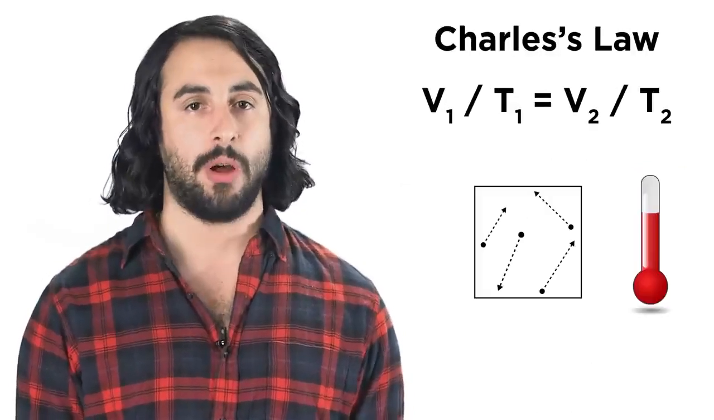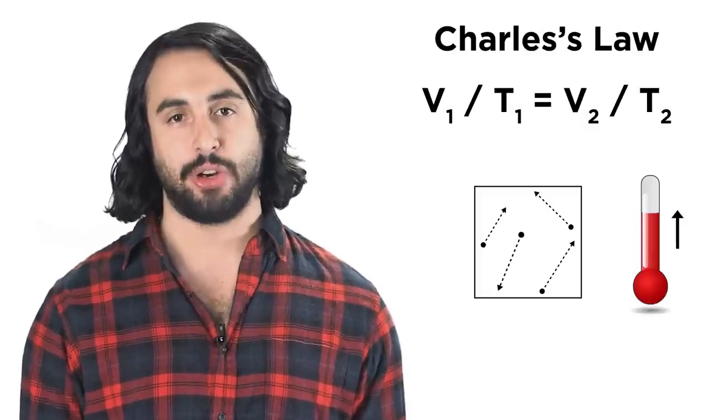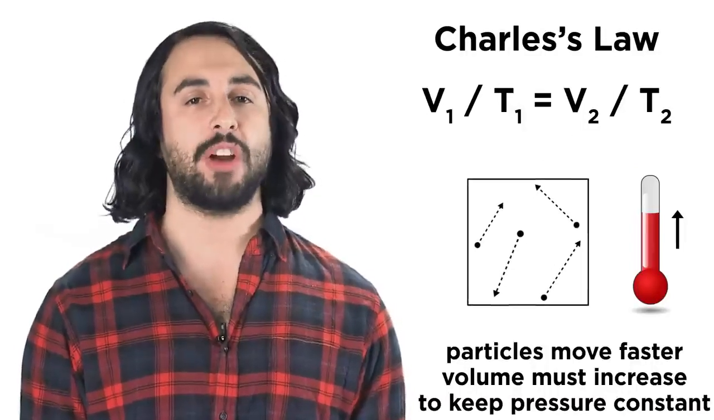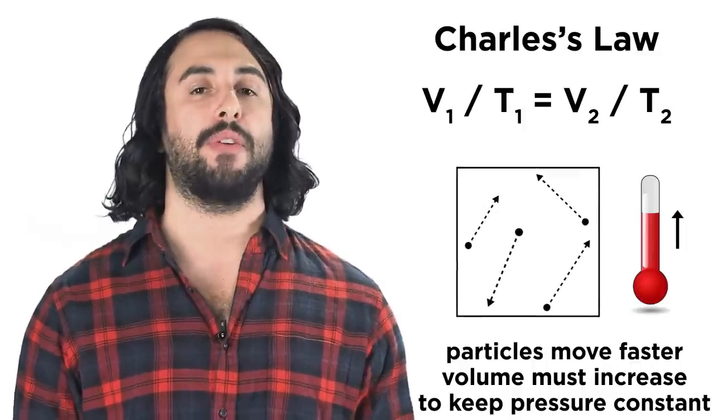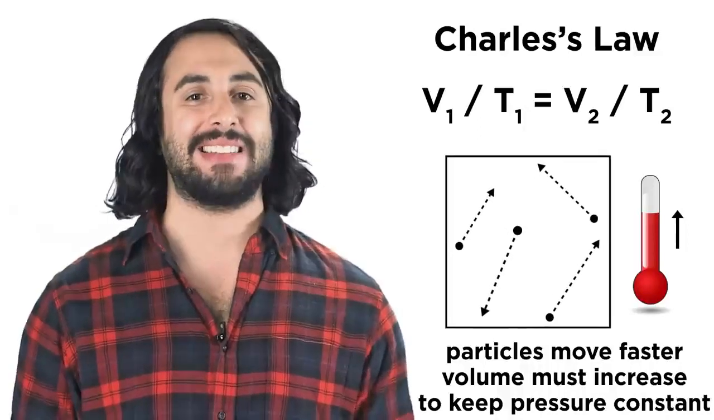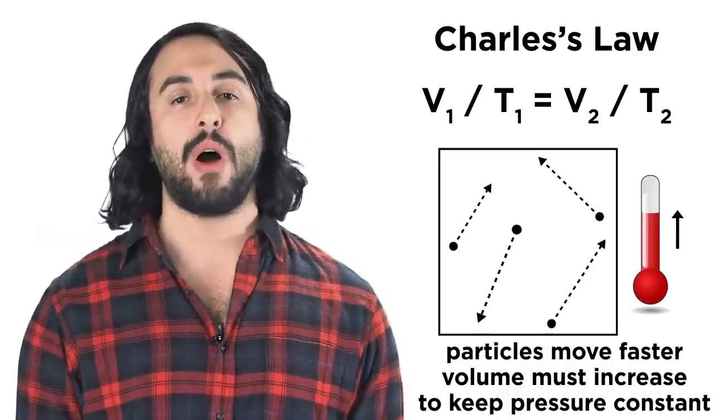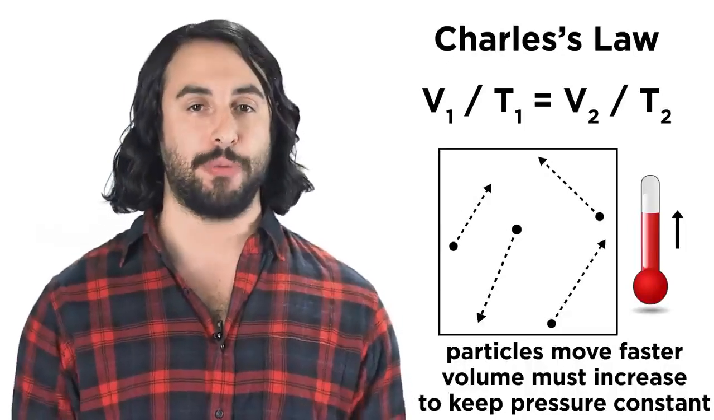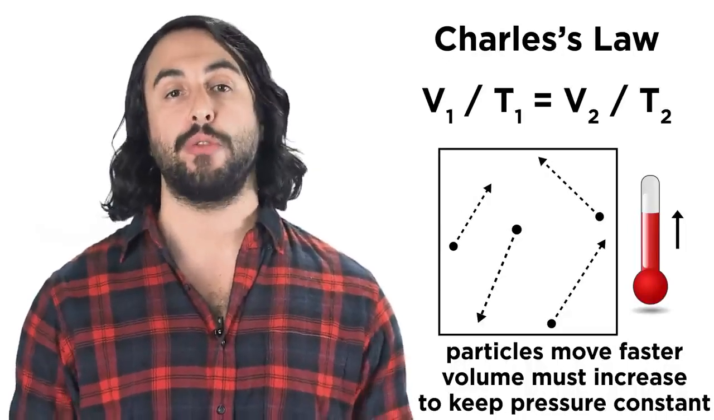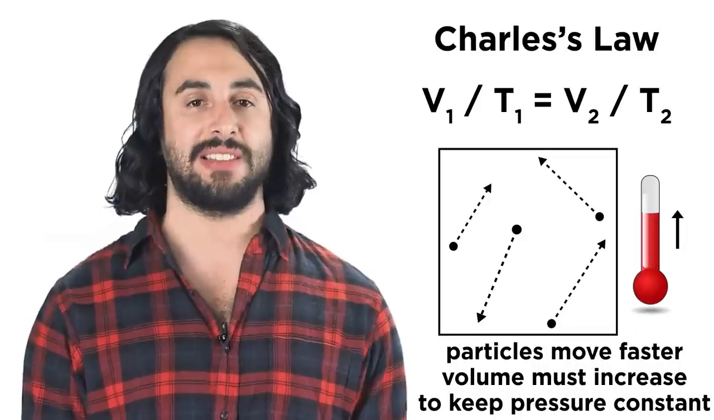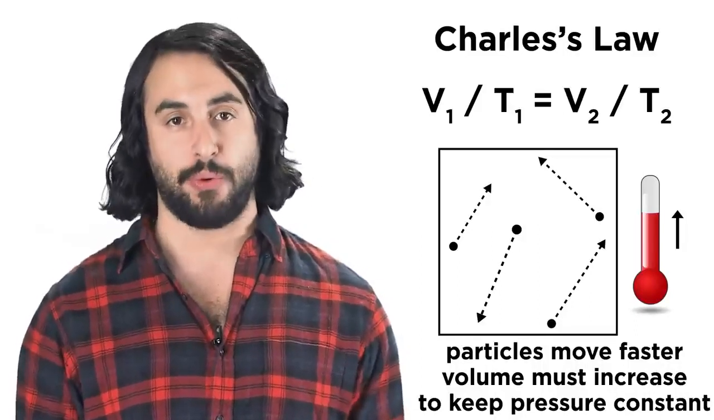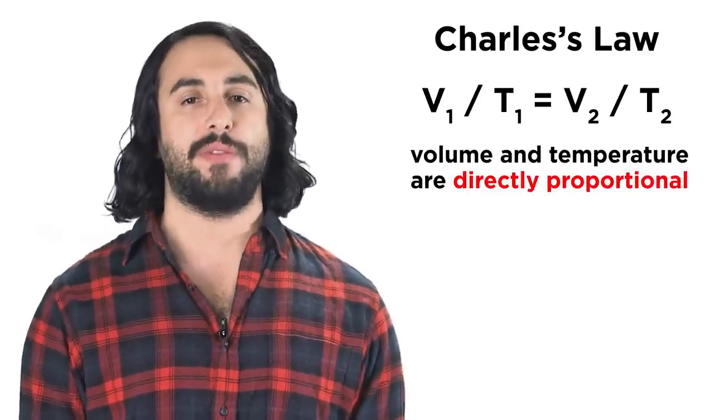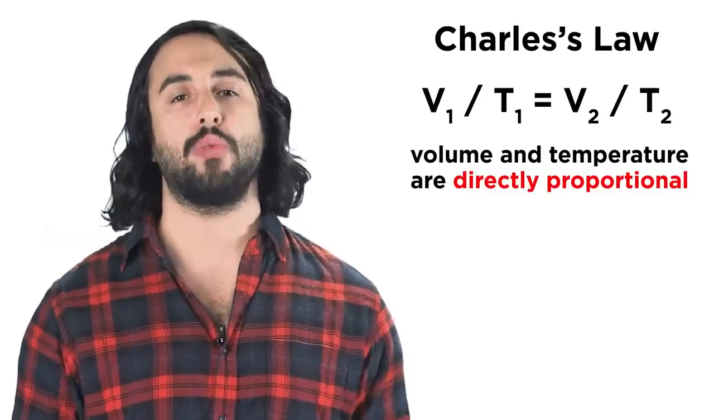For Charles's law, if we increase the temperature, in order to keep pressure constant, meaning the frequency of collisions stays the same, the volume must expand, because if the particles move faster, but also move farther, they will hit the sides with the same frequency as before. This is why volume and temperature are directly proportional.